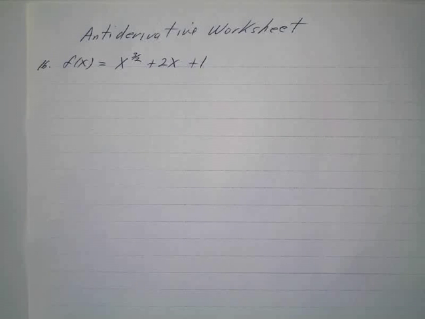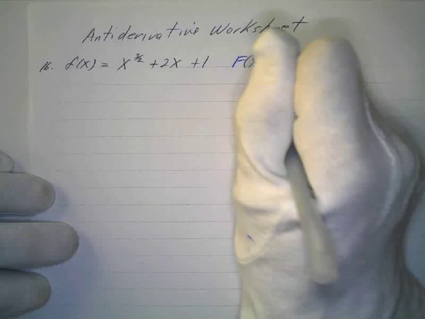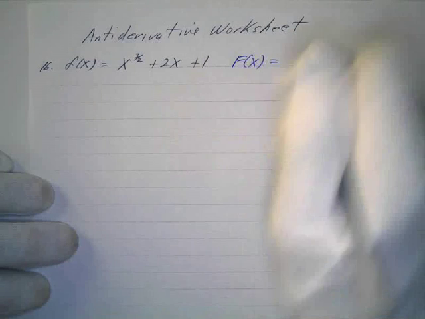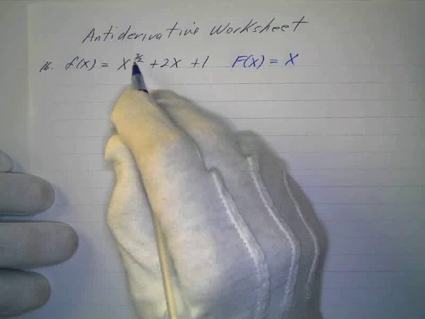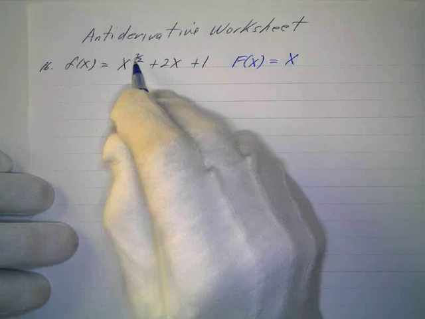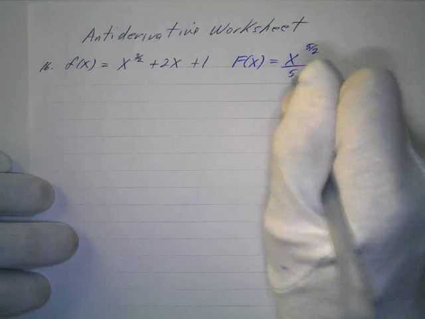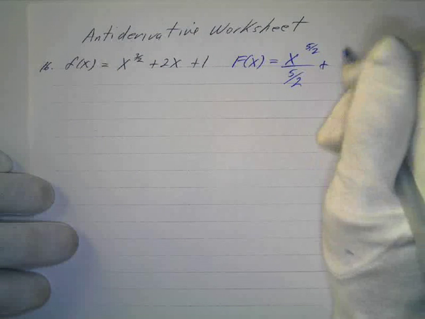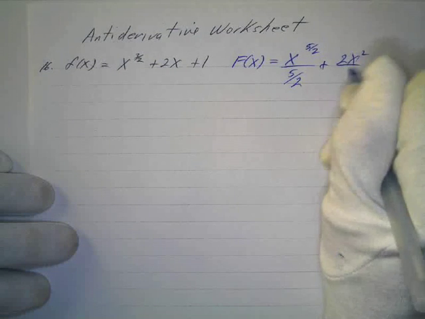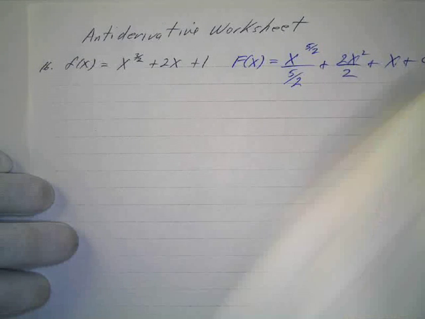Okay, some more problems from the antiderivative worksheet, and this is number 16. It's kind of the anti-power rule, or the reverse of that. So this would be x, and then we're going to add one. If we add 1 to 3 halves, that's 3 halves plus 2 halves, which is 5 halves, divided by 5 halves, or times 2/5. And then that's going to be 2x squared over 2 plus x plus c.